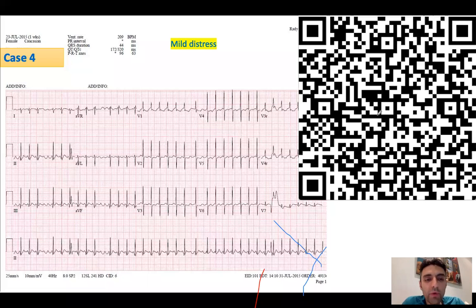So, a 1-week-old who was born but never discharged because he's acting funny, in terms of he's always tachypneic, he's tachycardic, he's just not right. So he was never discharged. And finally, they did an ECG and they phoned us, okay, what do you think of this ECG? That's a true story, okay?